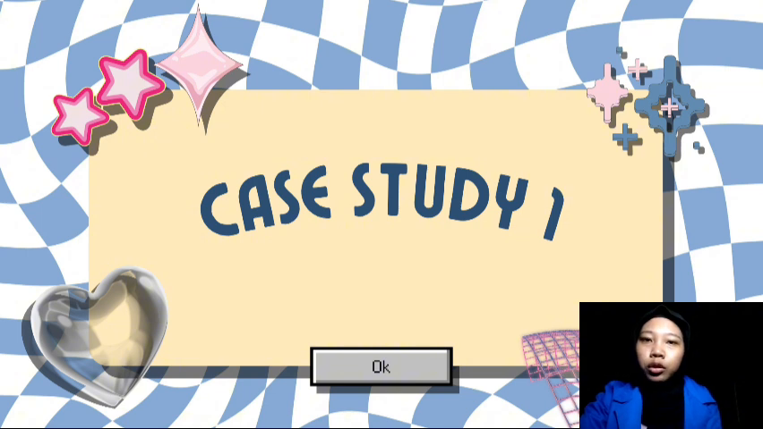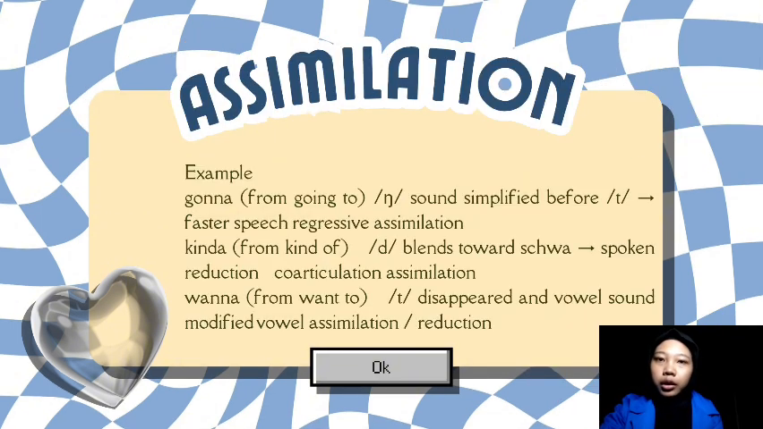Now, let's move to case study 1. First, assimilation. Assimilation happens when sounds influence each other in connected speech. For example, gonna comes from going to, kinda comes from kind of, wanna comes from want to. These changes occur in fast or casual speech to make pronunciation smoother.